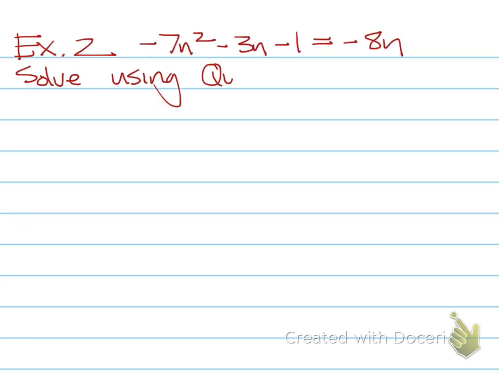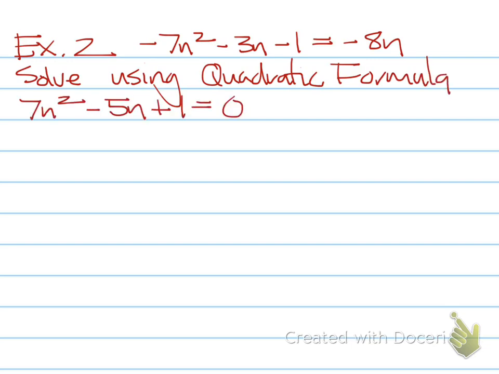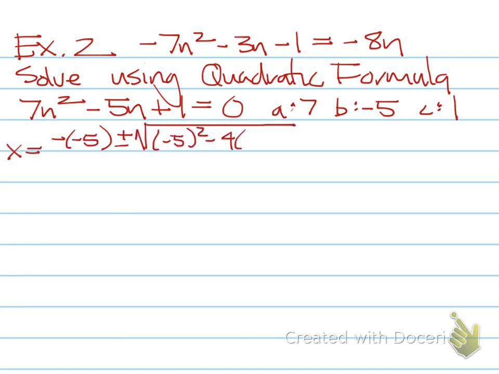All right, next problem, we need to add 8n to both sides to set our quadratic equation equal to 0. Once we do that, we can identify a, b, and c. A is 7, b is negative 5, c is 1. Plug those values into the quadratic formula, and we start with the radicand.